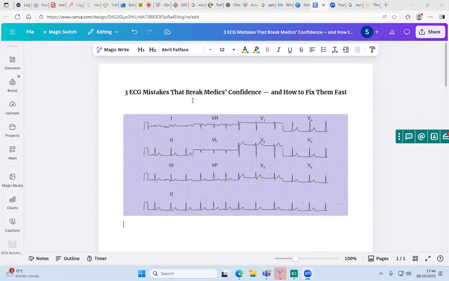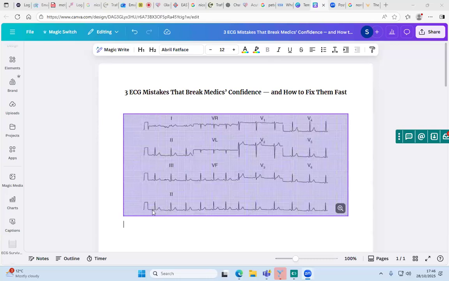Hello. So today we're going to talk about three ECG mistakes that break medics' confidence and how to fix them. So let's say you're given this ECG and you're told to read it quickly. Remember the rate, rhythm, regularity, axis, intervals, context system. And that's what I'm going to quickly use to read this ECG.